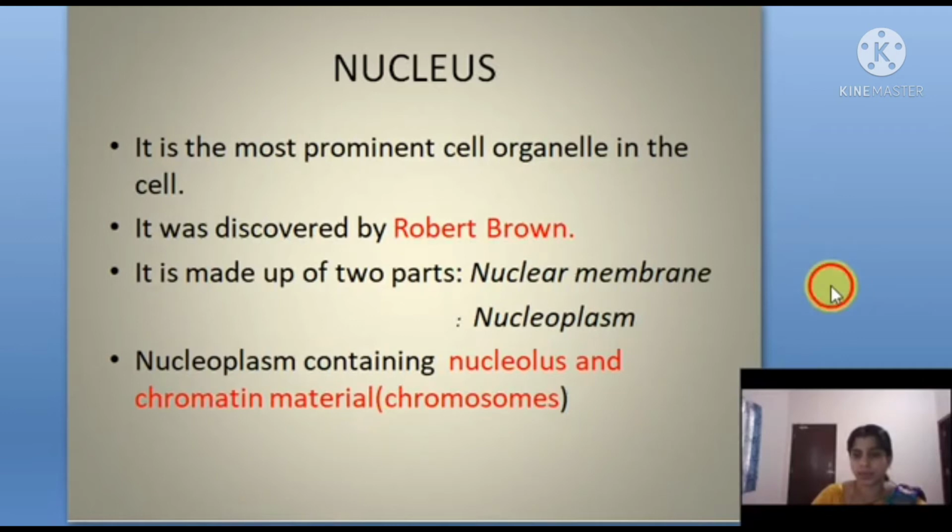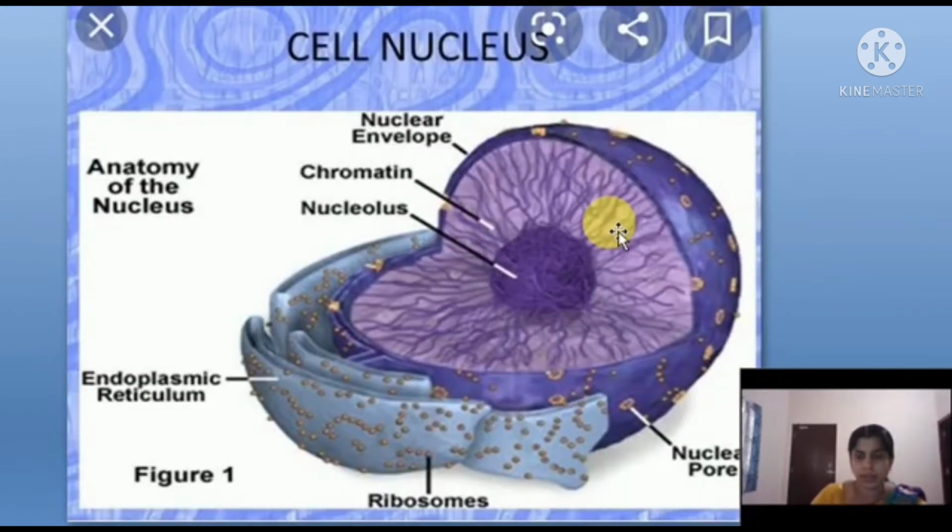See this one. This is the nuclear envelope, or nuclear membrane, the outer covering. Inside it is the nucleoplasm. And this nucleoplasm consists of chromatin materials. These are the chromatin materials, and this dark blue part is the nucleolus.